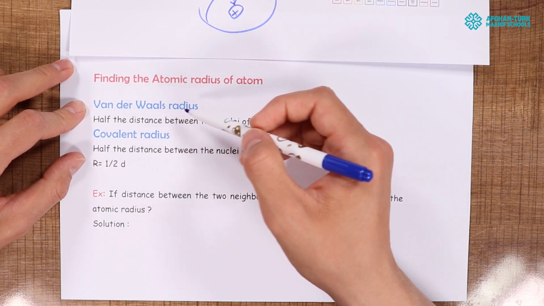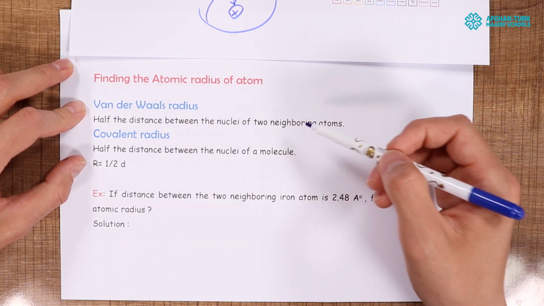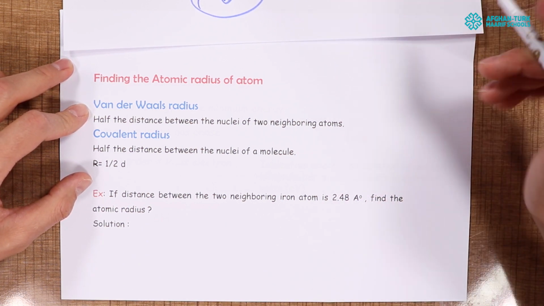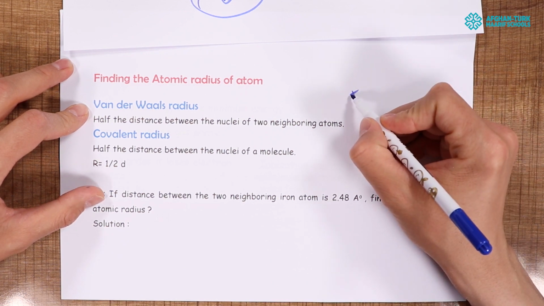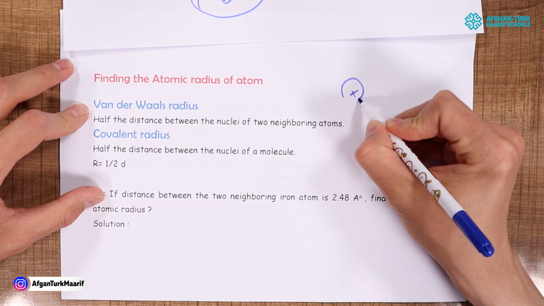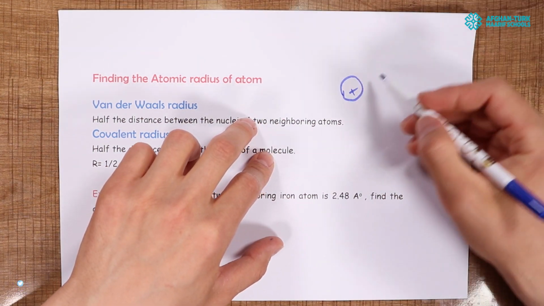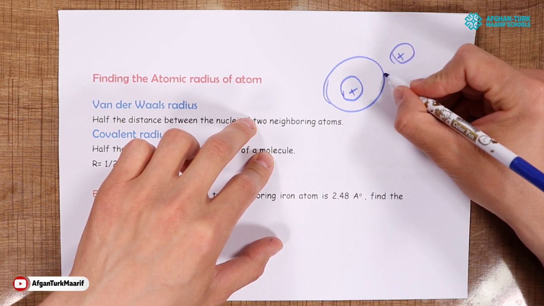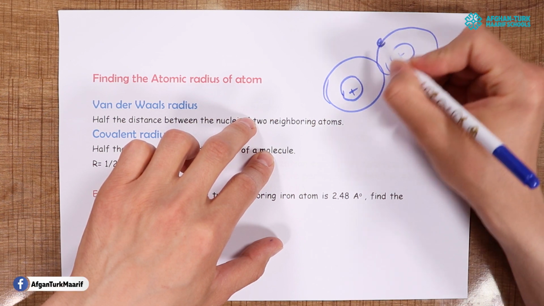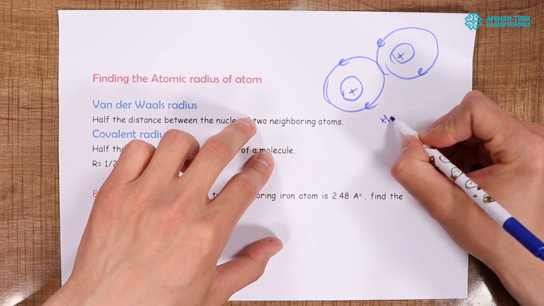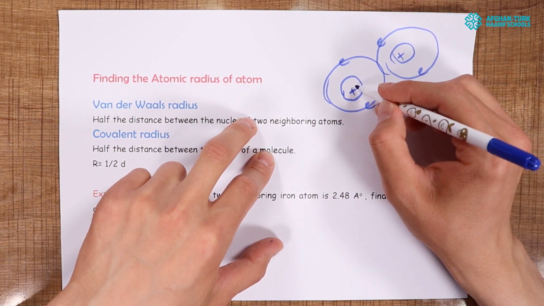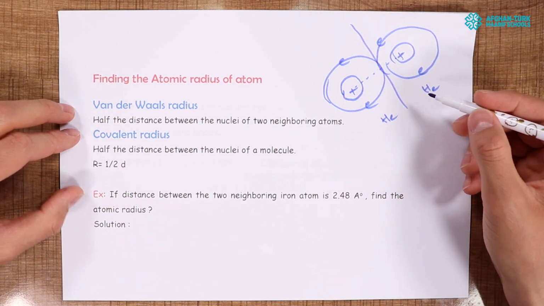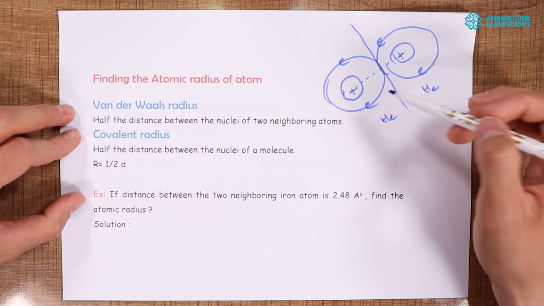In van der Waals radius, half the distance between the nuclei of two neighboring atoms is known as the atomic radius. For example, we know that there is van der Waals intermolecular force between two helium atoms. Let's consider this is the nucleus and this is the shell of the helium. This is the other nucleus and this is the other shell of the helium. Now we have to find this distance between the two nuclei, and when we divide it into two parts, half the distance will be the atomic radius of the helium.